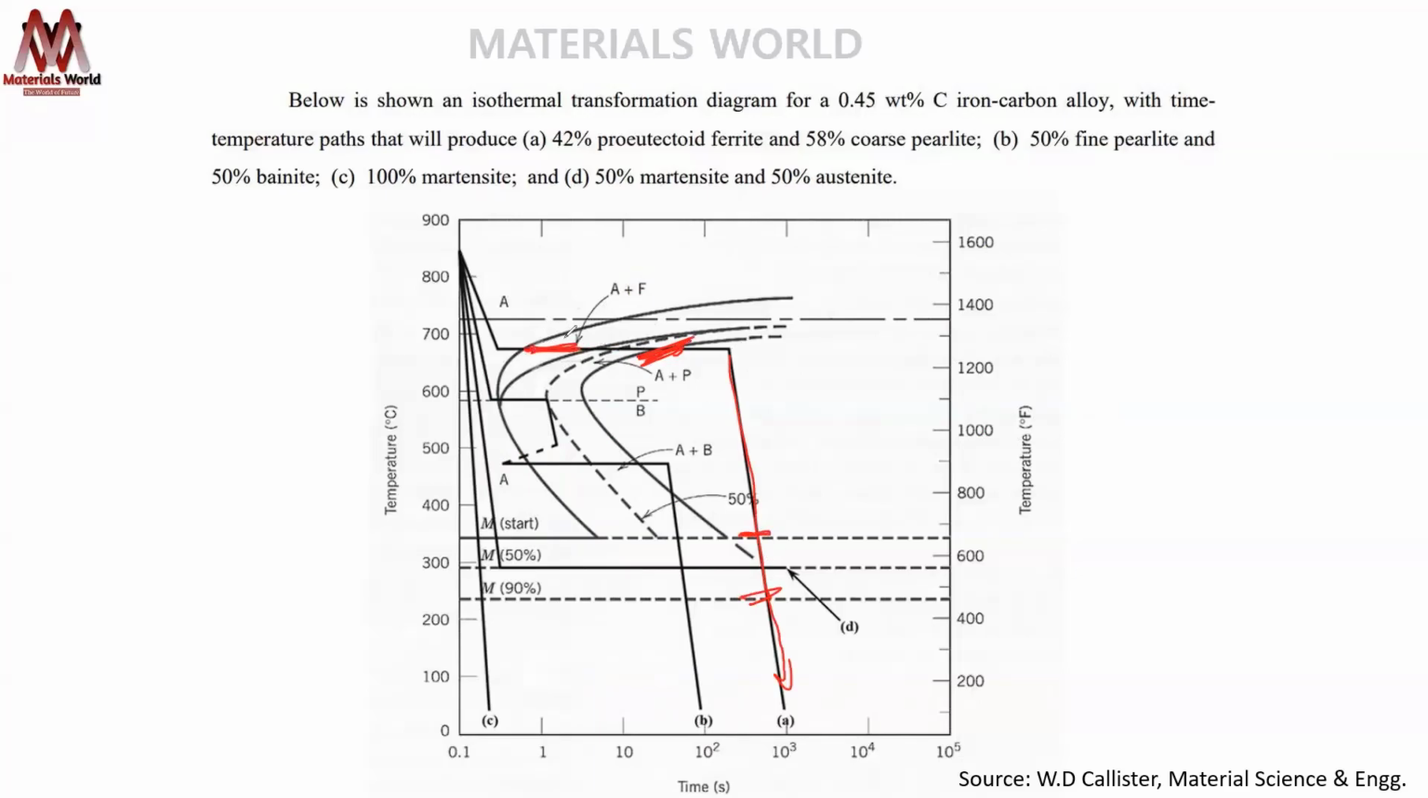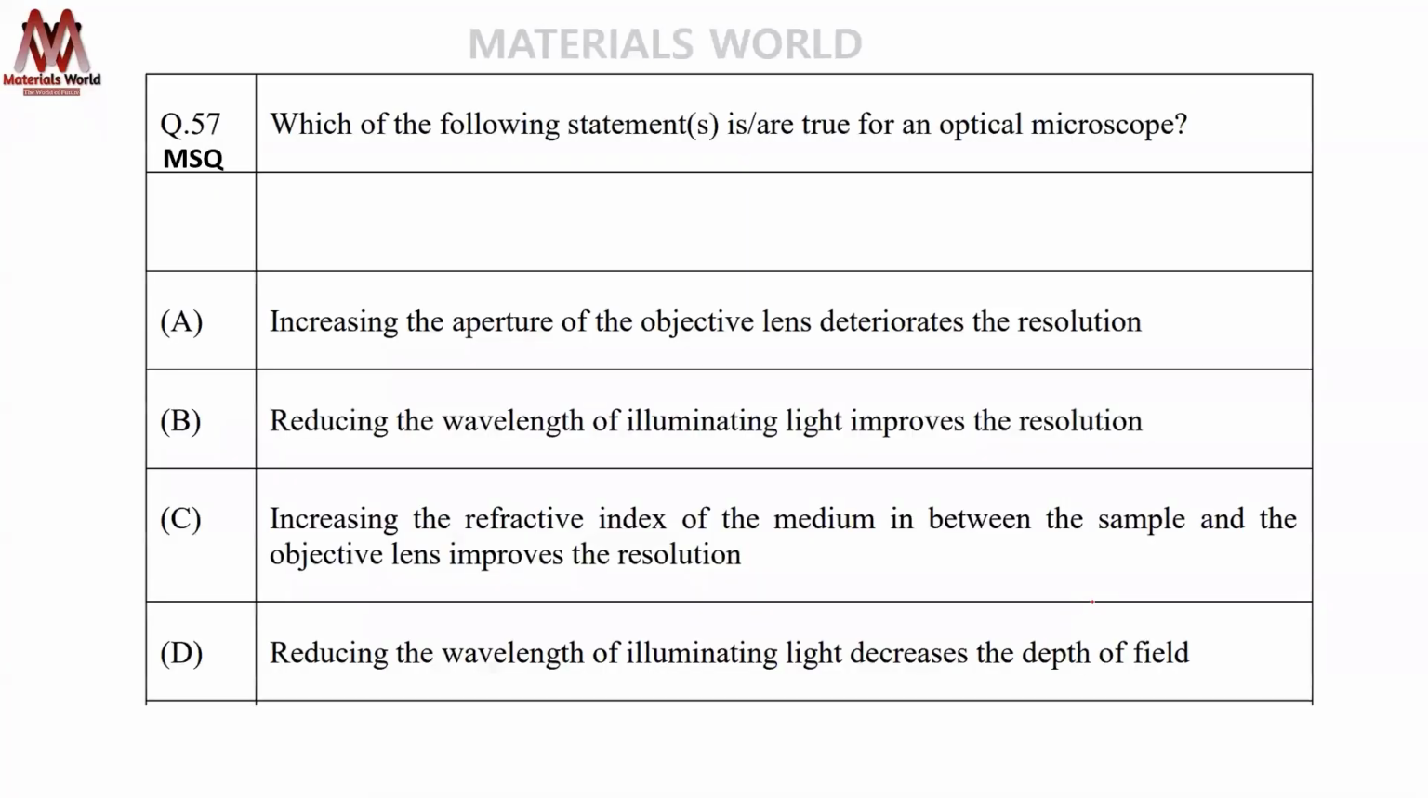You will get some amount of ferrite. This is A, right? So you get some amount of ferrite, and the remaining crosses the pearlite finish line. That means the remainder will be pearlite. You won't be getting any martensite, even though you are quenching very rapidly, because your transformation is already complete. There is no benefit of quenching. For 57, it's MSQ. Your answer is BCD.